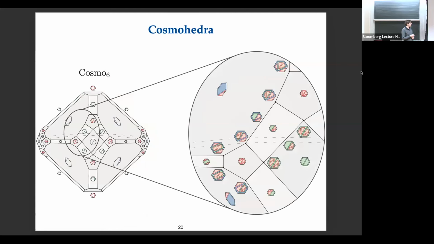And for 6 points, now compared to the associahedron, it grows in complexity because you have to shave every single vertex and every single edge into a facet. So you have a lot more facets. But the combinatorics is always the same.